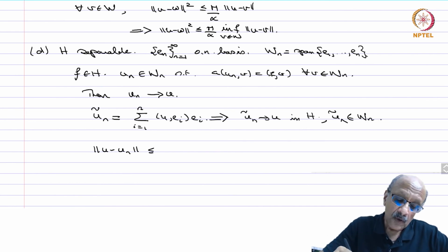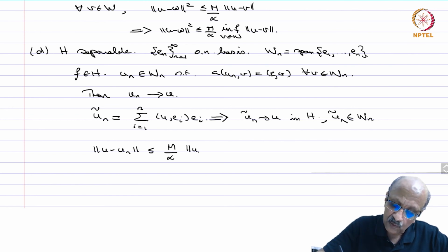Okay, so norm of u minus un by the previous thing is less than or equal to M by alpha times the infimum of norm of u minus v for any v in Wn. I am going to take v equals un tilde. So this is less than or equal to norm of u minus un tilde, and that goes to 0. Therefore, norm of u minus un goes to 0.